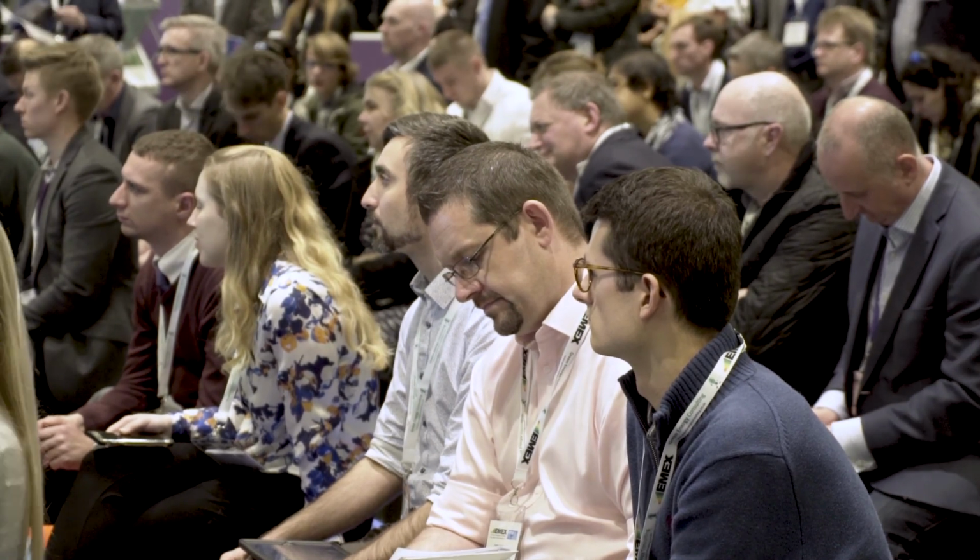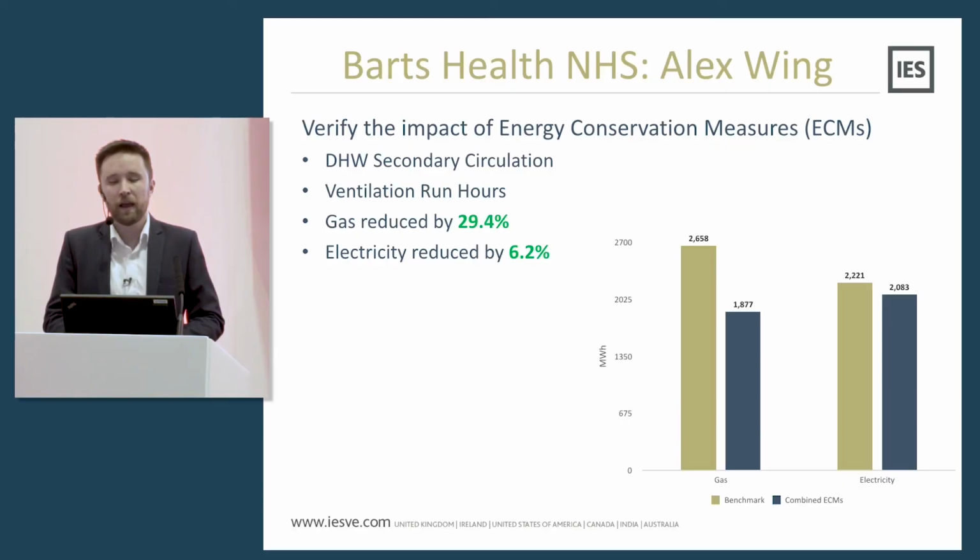And once we had this calibrated model, it was time to actually start making use of it. So one of the things we used it for was to verify what savings had been made by the FM team at Barts. The FM team at Barts were making interventions on their own to try and improve operation at the building. And we were able to, by comparing simulated data against the real building, try and see how much has been saved by these interventions. So changes made to DHW, secondary circulation, and run hours on ventilation units, we could see that over a typical year saved around 29% of gas energy and around 6% in electricity for the whole building.